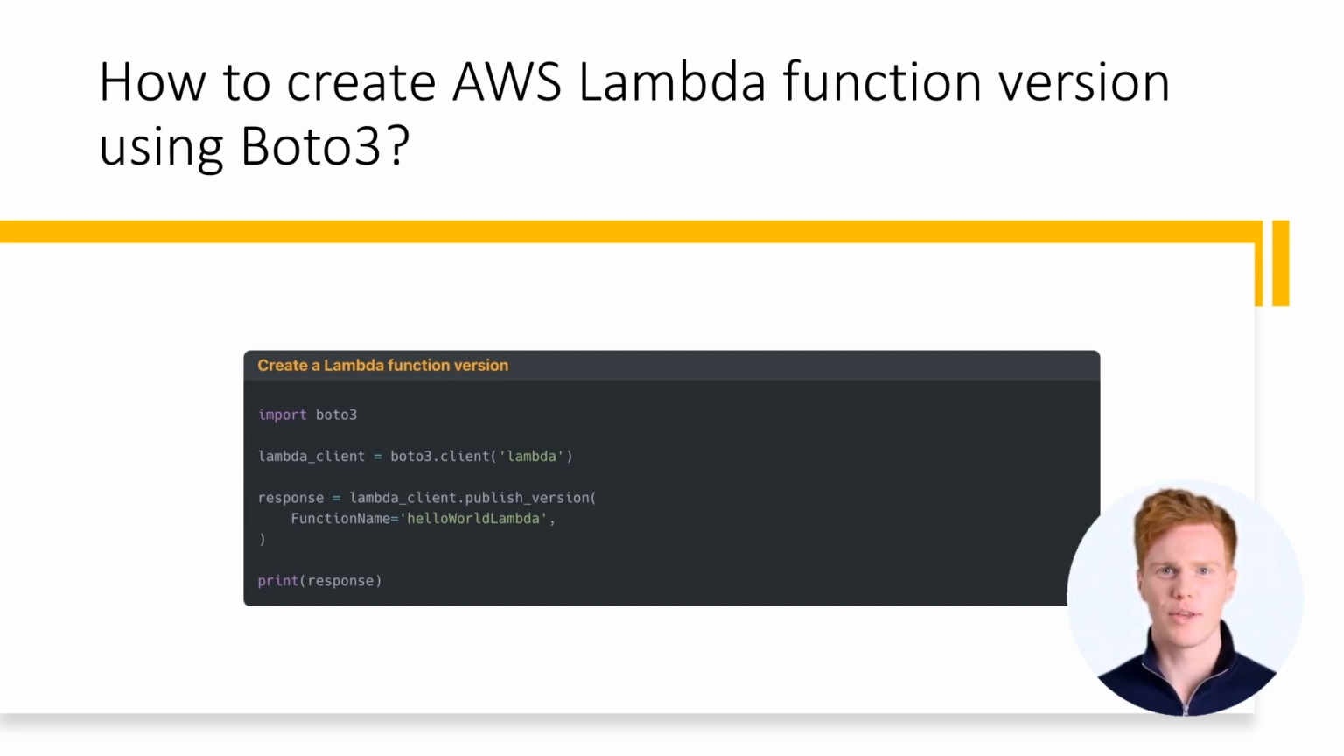So, we need to call either update function code or update function configuration to update the function before publishing a version. Clients can invoke Lambda versions directly or with an alias. We'll show how to update the Lambda function and create aliases for its versions in a moment. For now, to create an AWS Lambda function version using Boto3, we need to use the publish version method of the Lambda client. The returned response will contain the version number assigned to the current deployment configuration.